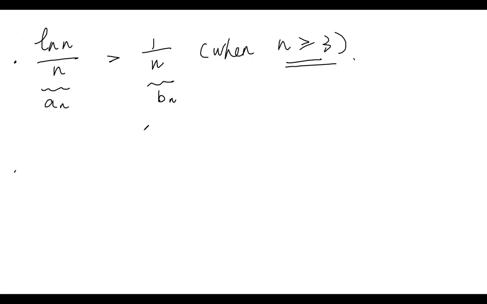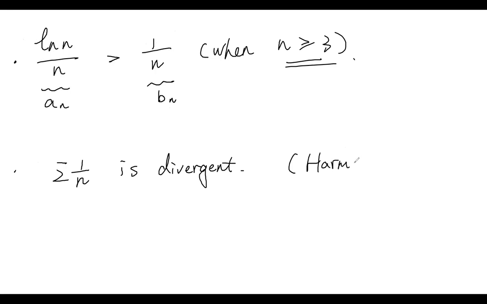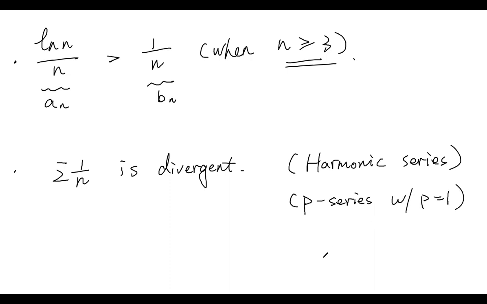And on the other hand, we know the series 1 over n is divergent because it's the harmonic series. Or you can say it's the p series with p equals 1. And so it's divergent. We have shown it's divergent before.